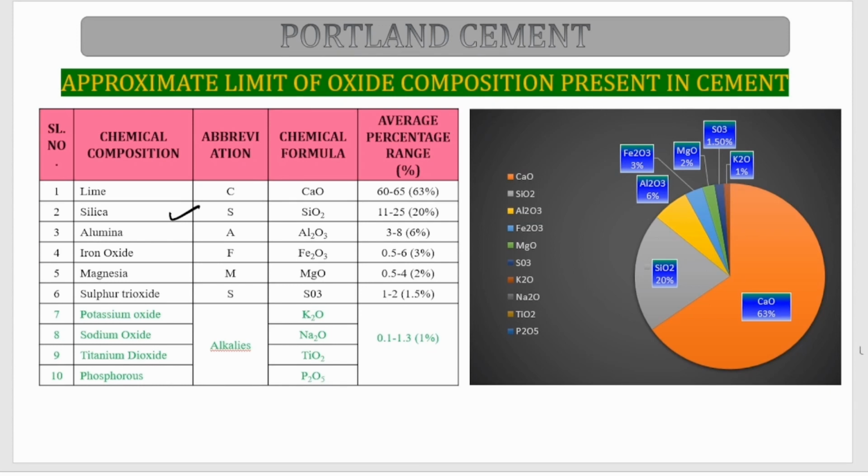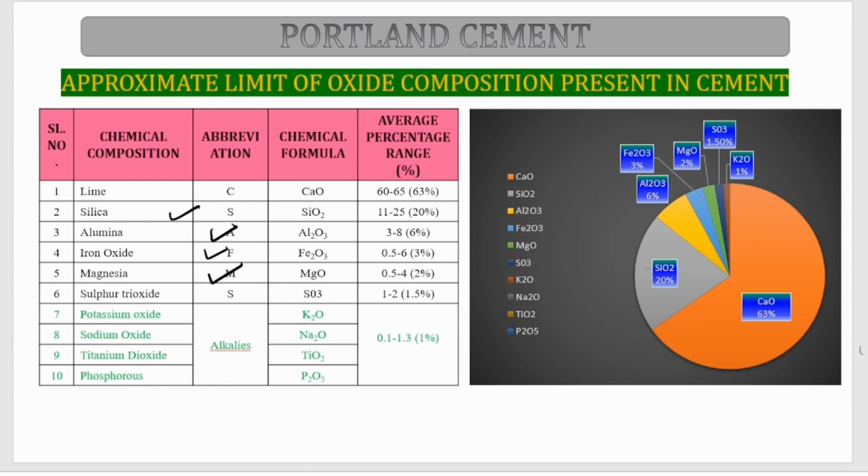Silica provides strength to the cement, and if it is present in excess, it reduces the setting time of cement. The next is alumina. This alumina is responsible for the quick setting of cement. If it is present in excess, it reduces the strength of the cement. Then the next one is iron oxide. This helps in fusion of different materials. Apart from this, it also imparts grey color to the cement.